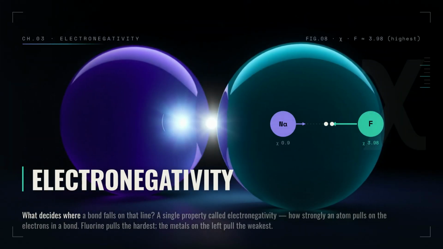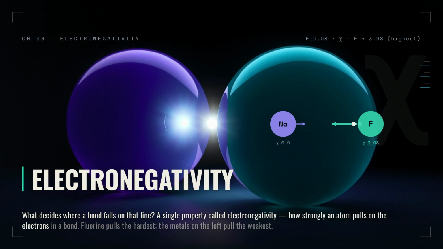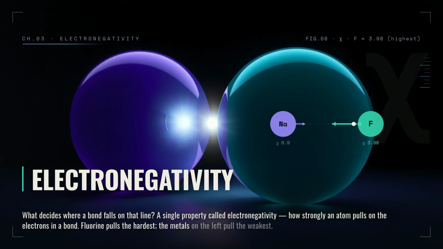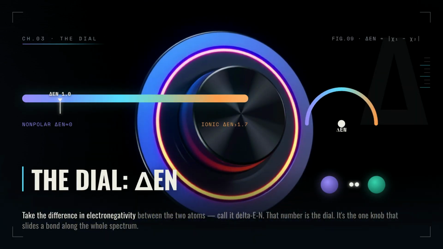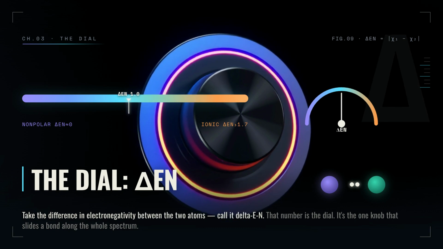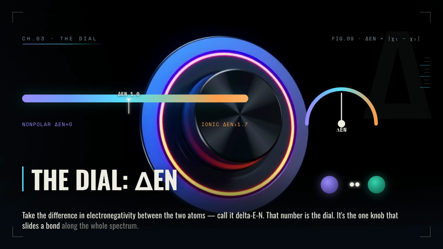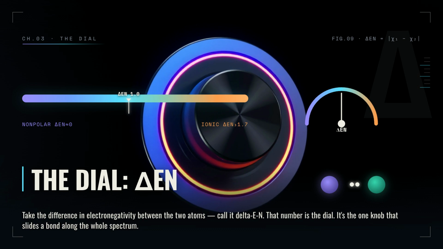What decides where a bond falls on that line? A single property called electronegativity, how strongly an atom pulls on the electrons in a bond. Fluorine pulls the hardest, the metals on the left pull the weakest. Take the difference in electronegativity between the 2 atoms. Call it delta EN. That number is the dial. It's the one knob that slides a bond along the whole spectrum.